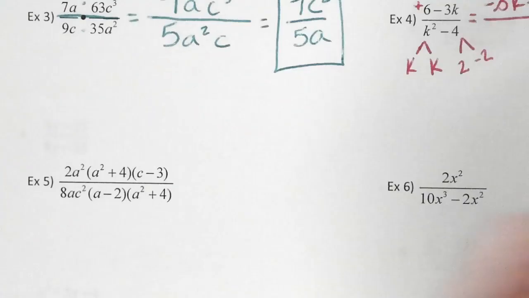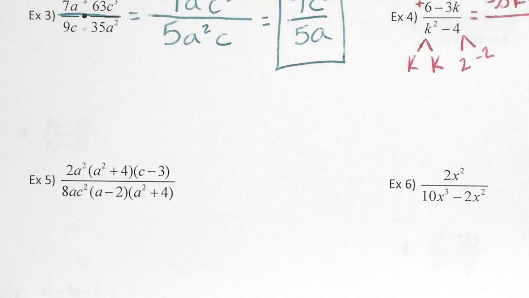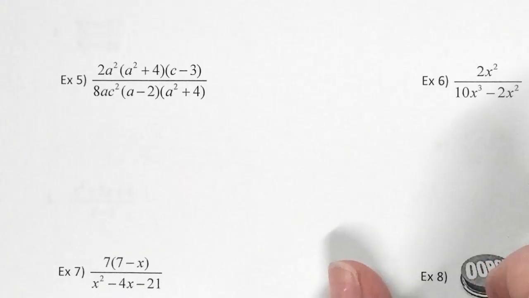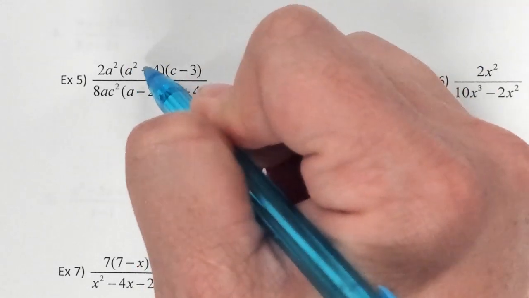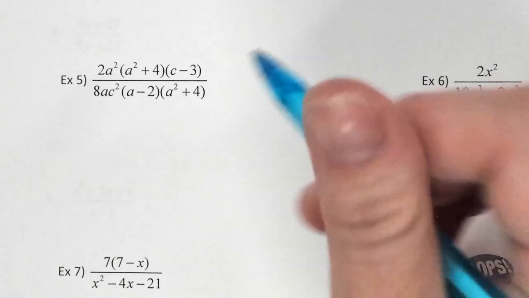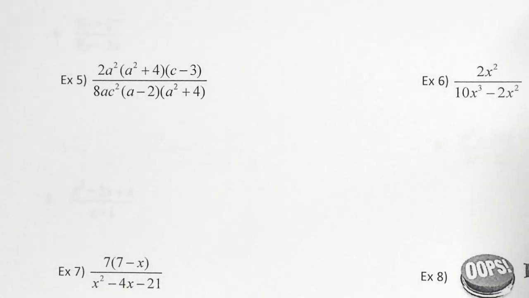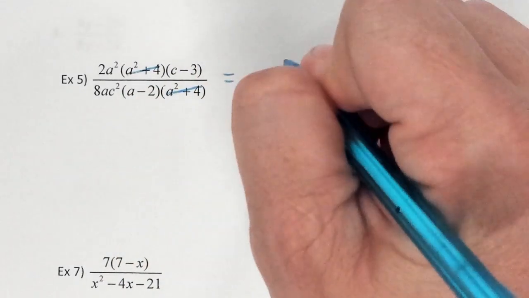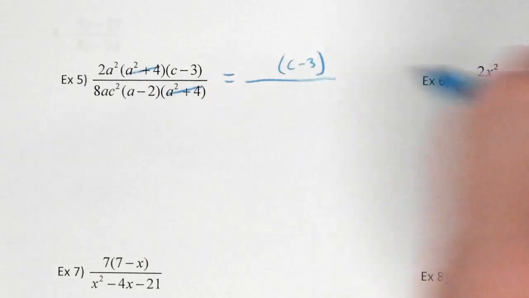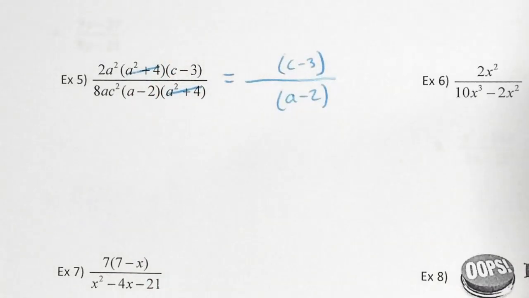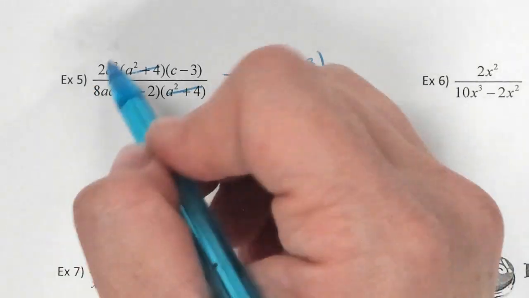Okay. Look at number 5. Now 5 looks gross, but the nice thing about 5 is it's already fully factored. Yes, I have an a squared, but it's plus 4. Remember, perfect squares have to be minus. That's not minus, I can't simplify it. So what cancels right away? The a squared. Yeah, the a squared plus 4's cancel. And I know that this c minus 3 is going to be part of my answer because that doesn't cancel with anything. And this a minus 2 is going to be part of my answer because that doesn't cancel with anything.